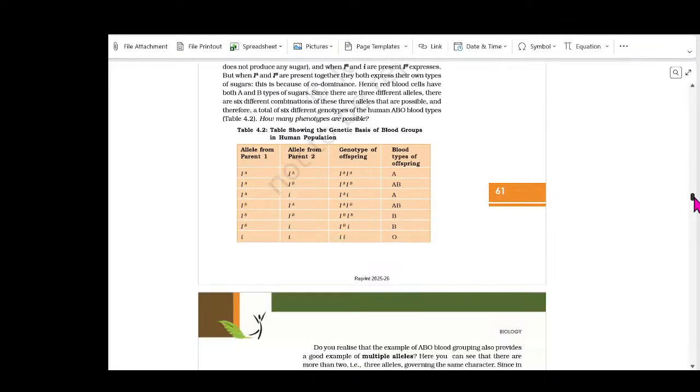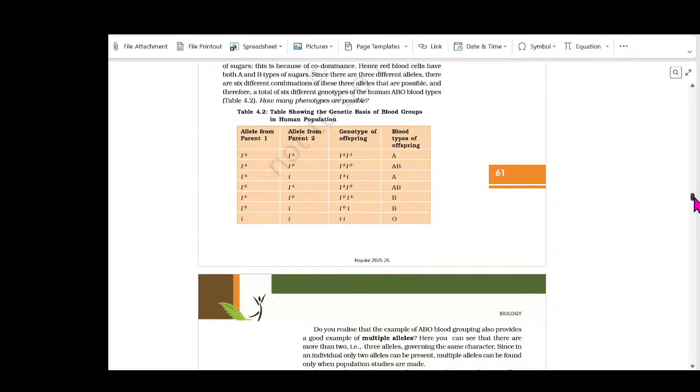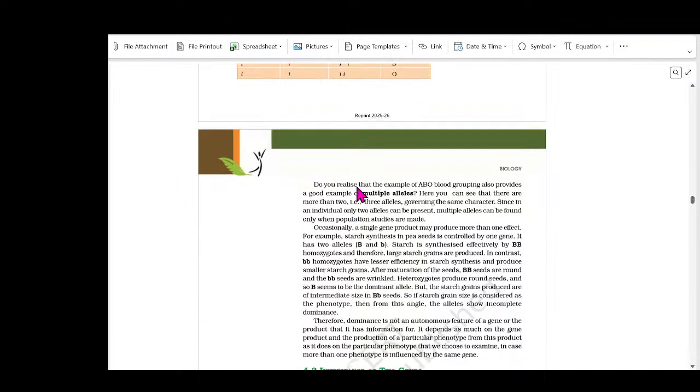See from NCERT that if a person is holding the blood group A, it could be homozygous or heterozygous. Same logic goes for B. It could be IB IB or IB small i. And if it is AB, it would be IA IB, and if it is O, there will be two small i. Do you realize that the example of ABO blood grouping also provides a good example of multiple alleles? Here you can see that there are more than two, that is, three alleles governing the same character.